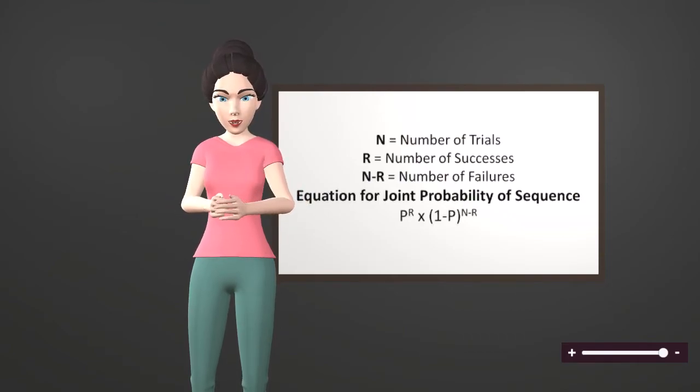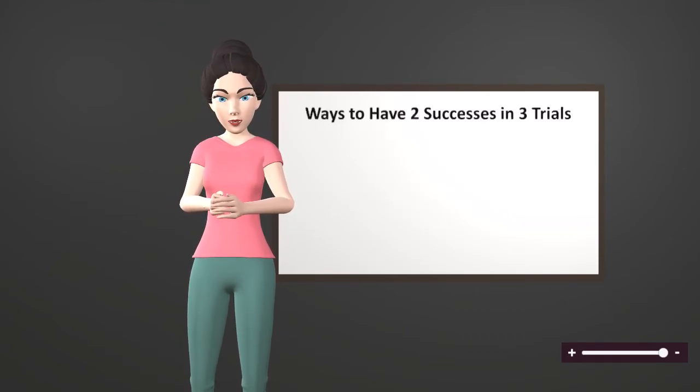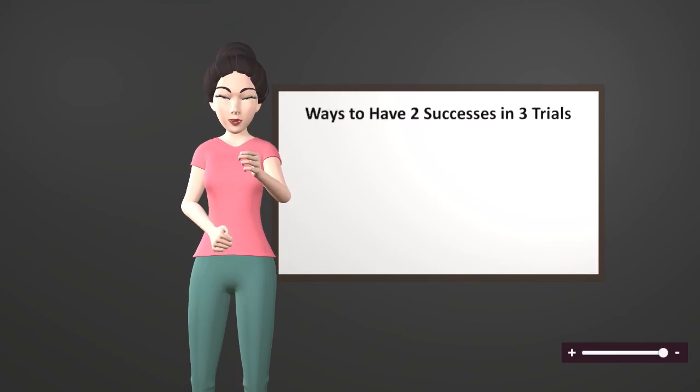The next step is to figure out how many different sequences, that is, patterns of successes and failures, have that same number of successes out of n trials.